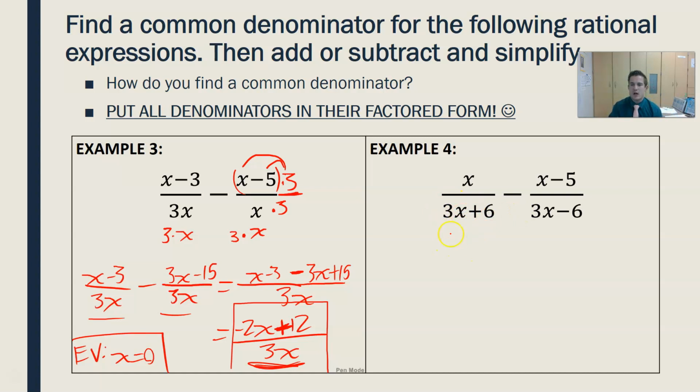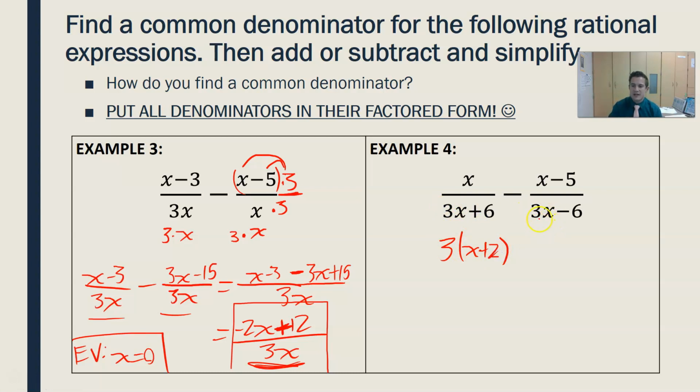Is there a greatest common factor I can take out of both of these terms here in the bottom, out of 3x and 6? Well, I can take a 3 and be left with x plus 2. So those are my two factors that I would multiply to make the denominator of this fraction: 3 times x plus 2.